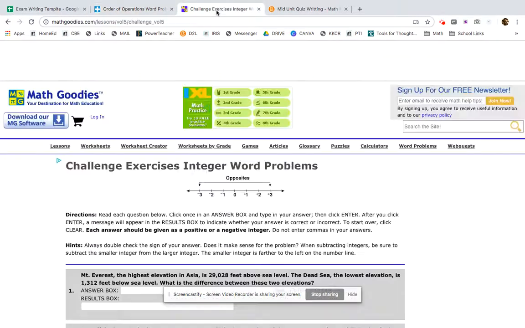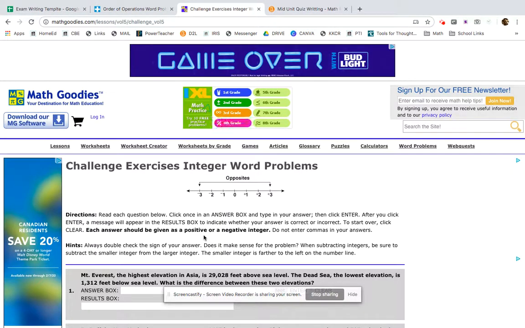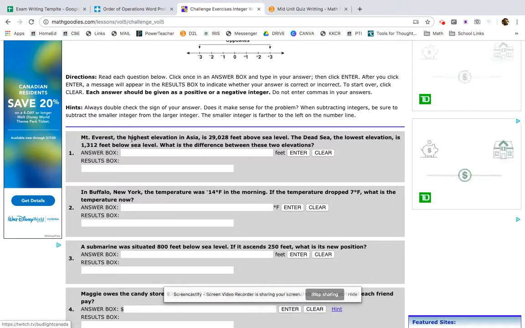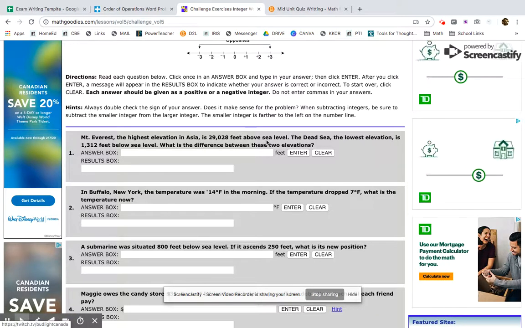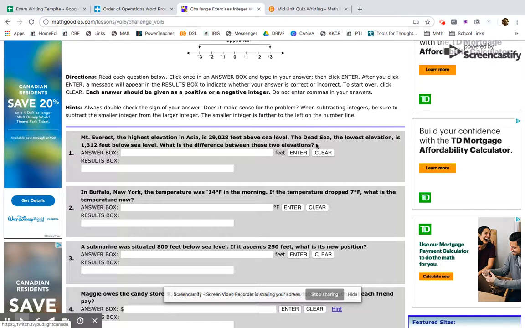You want integer problems? I typed in integer word problems. So Mount Everest is the highest elevation in Asia at this. The Dead Sea is the lowest elevation at this. What is the difference between the two elevations? Here, you can even check your answer. I don't know. Is that right? Check, enter. Incorrect. Okay, so I can even check my answer here.